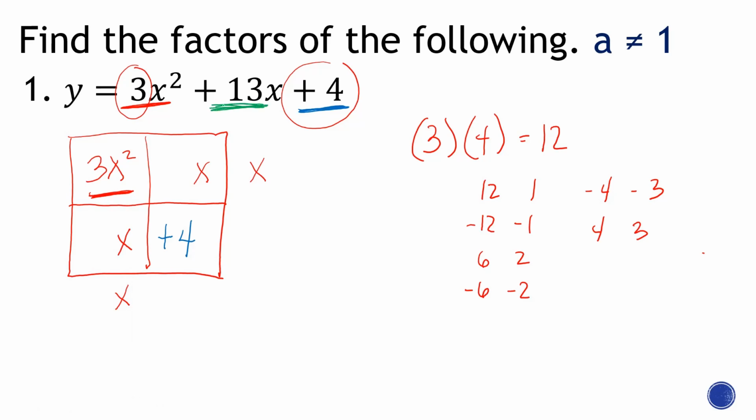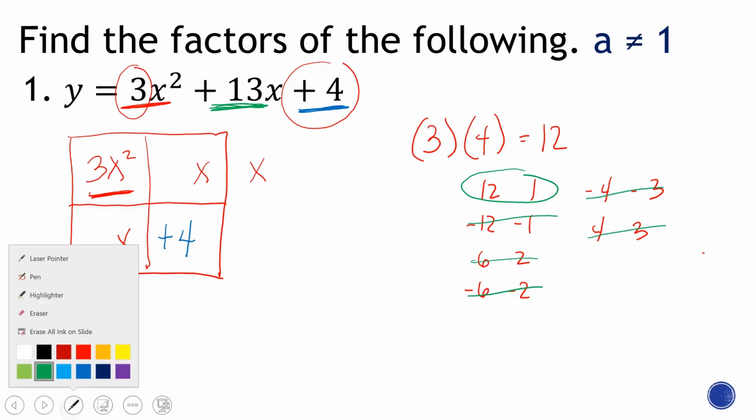So, is it 12 plus 1? Is that equal to 13? That is right. We are lucky on the first try. But let's check negative 12 and negative 1. Will that be equal to 13? No. 6 plus 2, is that 13? No. Negative 6 and negative 2, that's negative 8. Negative 4 and negative 3, that's negative 7. 4 plus 3 is 7. So we got the 12 and 1.